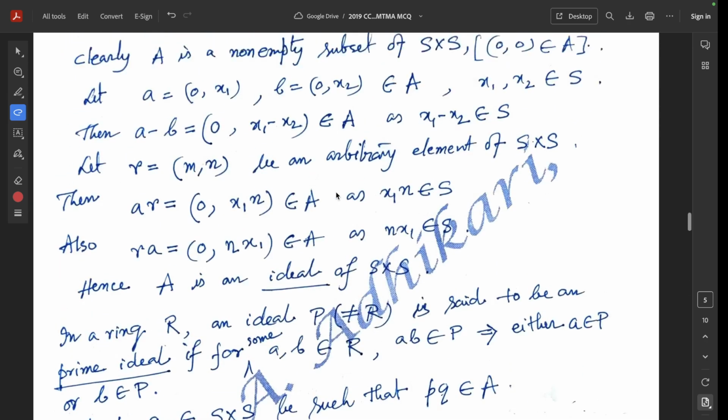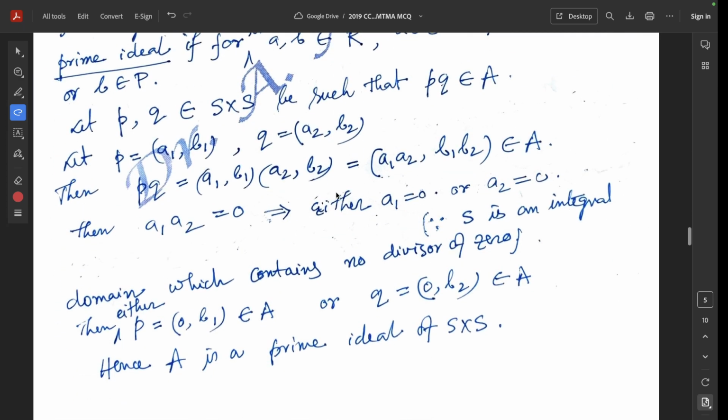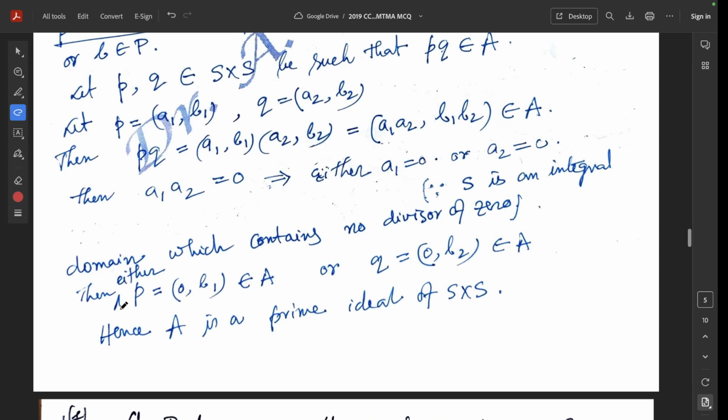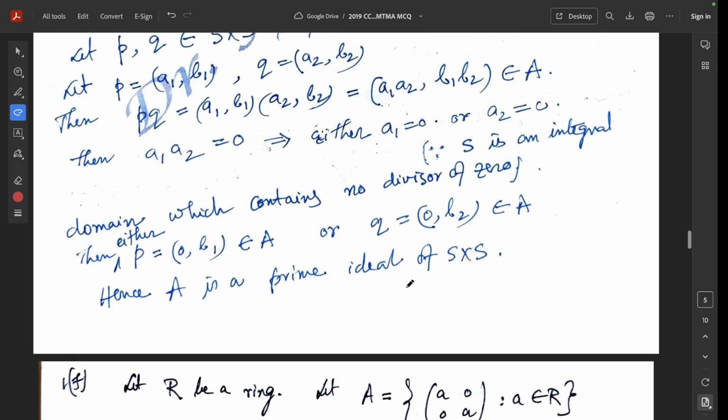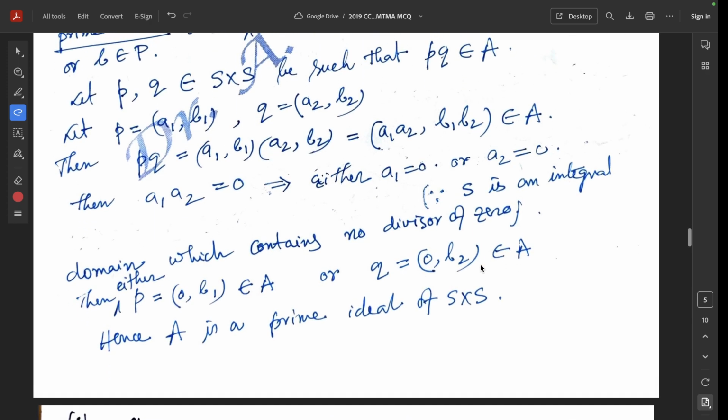Then obviously, if PQ belongs to A, the first coordinate a1 a2 must be 0, and this implies either a1 equal to 0 or a2 equal to 0, because S is an integral domain which contains no divisors of 0. So obviously either P equal to (0, b1) belongs to A or Q equal to (0, b2) belongs to A. Hence A is a prime ideal of S cross S.